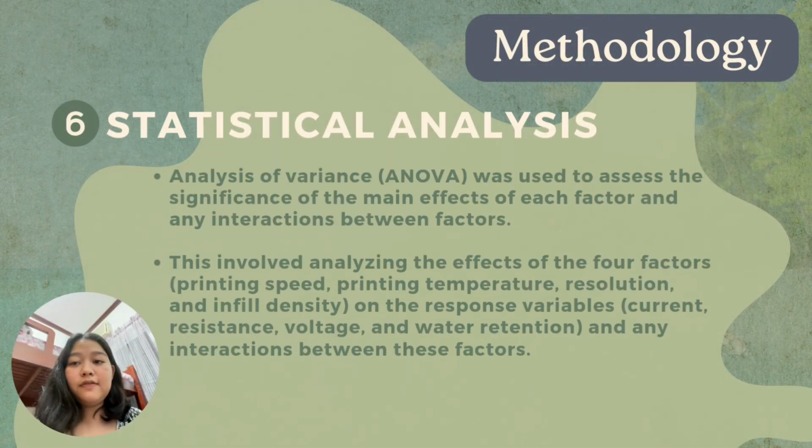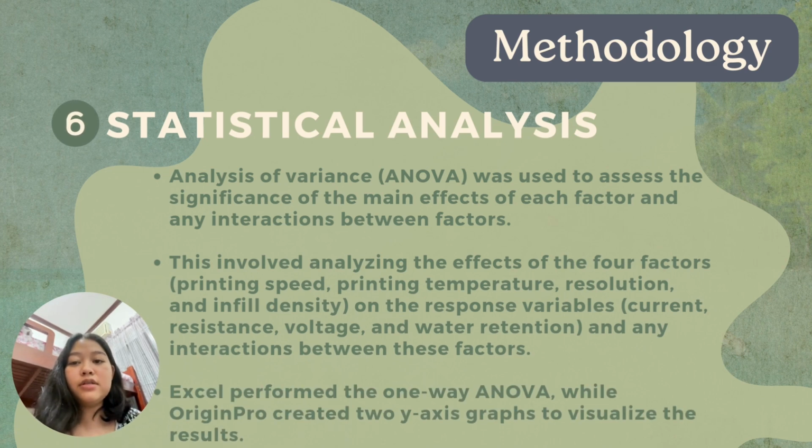To assess the significance of the main effects and interaction between the various factors, we employed analysis of variance, or ANOVA. This method allowed us to analyze the impact of 4 key factors: printing speed, printing temperature, resolution, and infill density, on our response variables, which include current, resistance, voltage, and water retention. The ANOVA approach helped us determine how each factor individually affected the performance metrics, as well as how combinations of these factors interacted to influence the outcome. For the statistical analysis, we used Excel to perform one-way ANOVA, and Origin Pro was utilized to create 2 y-axis graphs, which provided a clear visualization of the results.